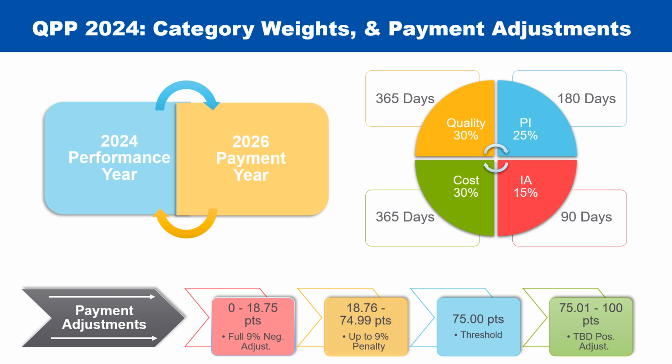Anything that is above 75.01 to 100 points, there is a potential for a positive payment adjustment. It is a sliding scale, so the closer you get to 100 points, potentially the higher the positive payment adjustment. Anything below 75 points is going to get some type of negative payment adjustment up to a full 9% penalty.